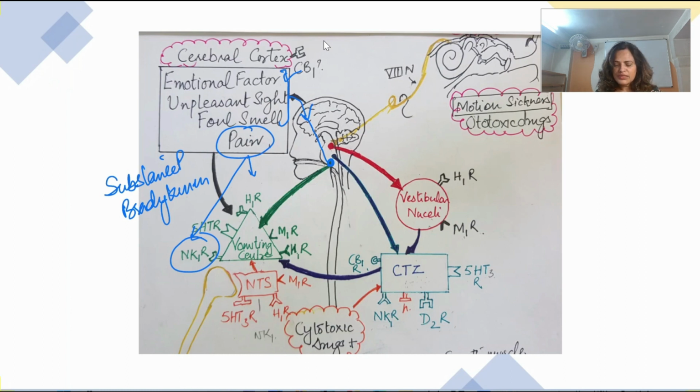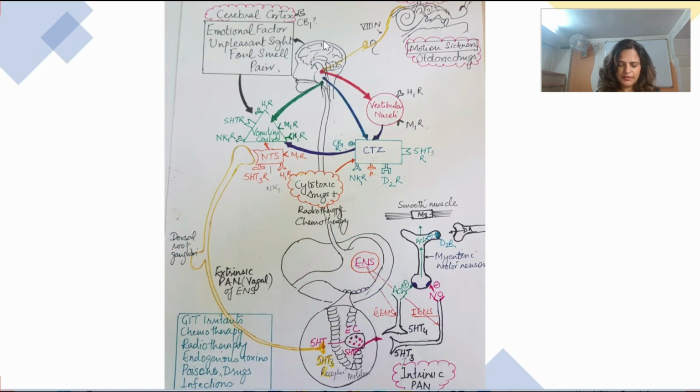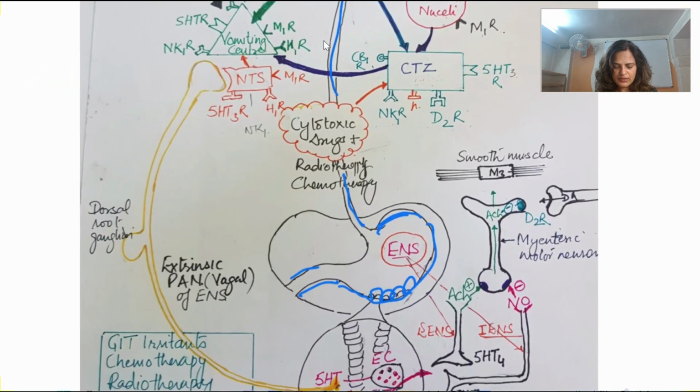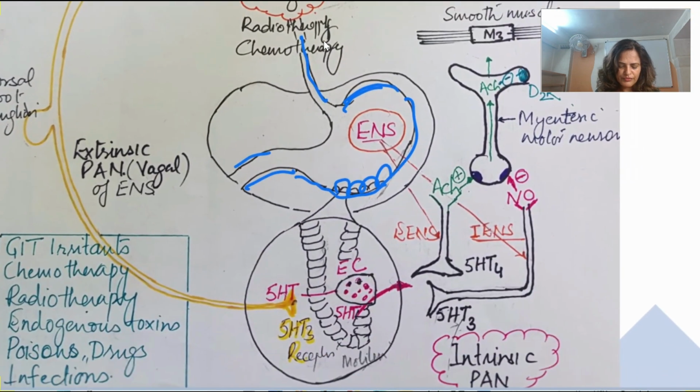Another important cause of vomiting is in the stomach. Here is our mouth, and from the mouth the esophagus, which connects the mouth and the stomach. Within the stomach there is a mucosal lining. I'll zoom into it. ENS stands for the enteric nervous system. Just like in the body we read about the sympathetic and parasympathetic nervous systems, in the stomach there is a semi-autonomous nervous system, the enteric nervous system.